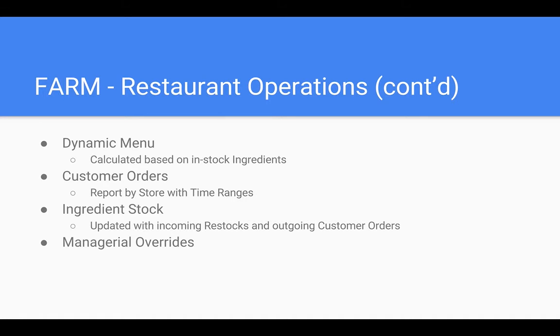Once the staff is secured, the focus shifts to getting food into the kitchen and out to the customers. FARM enables a dynamic menu by providing real-time tracking of the in-stock quantity of ingredients to show customers the menu items that are available. It helps managers report on the amount and types of ingredients that were ordered, understand what the most popular items are by store, and automatically update the quantity of ingredients in stock when new shipments arrive.